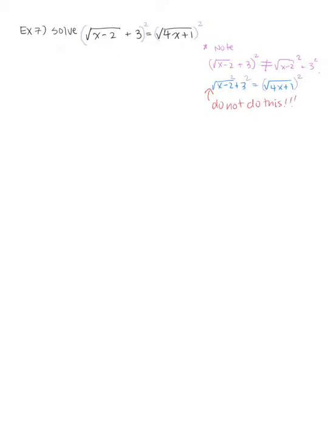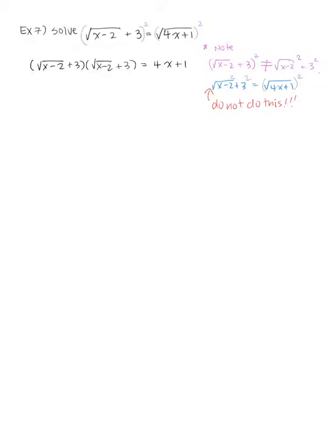Okay, so I just wanted to point that out. So now let's go back and tackle the problem. So we squared both sides. Then on the left hand side, it's going to become the square root of x minus 2 plus 3 times the square root of x minus 2 plus 3 equals just 4x plus 1, because the square root and the power of 2 are going to cancel each other out.